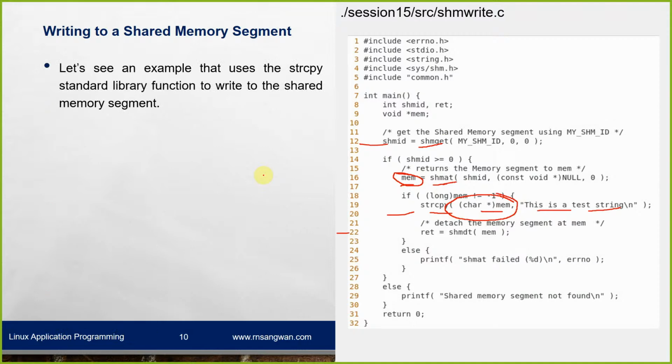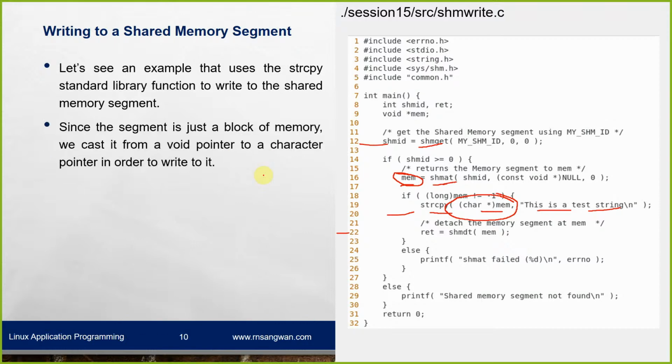Let's see an example that uses the string copy standard library function to write to the shared memory segment. Since the segment is just a block of memory, we cast it from a void pointer to a character pointer in order to write to it. That's why in line number 19 we use a character pointer.